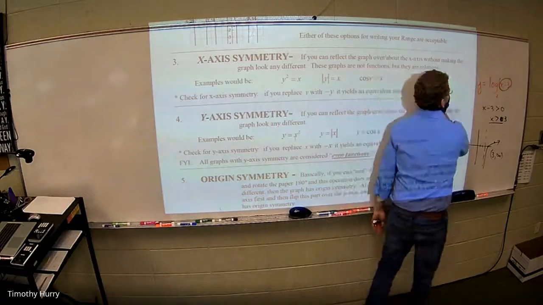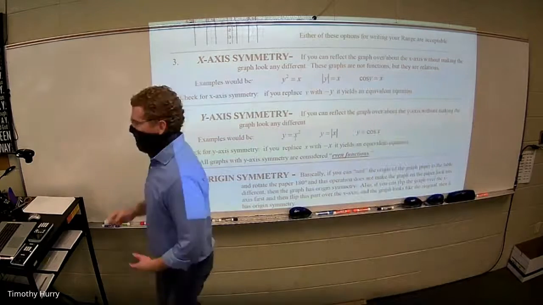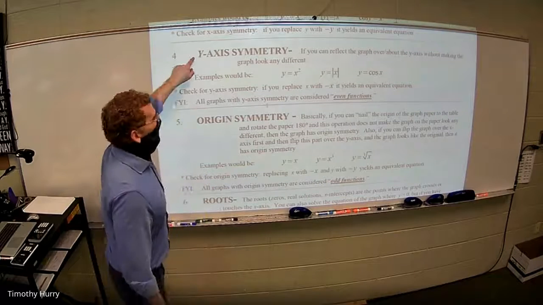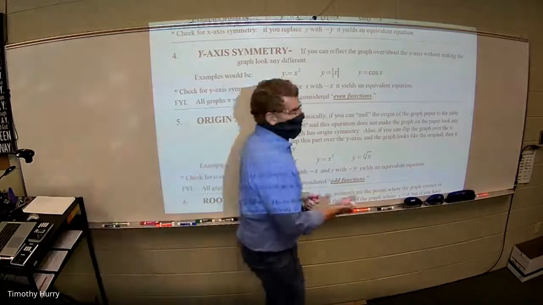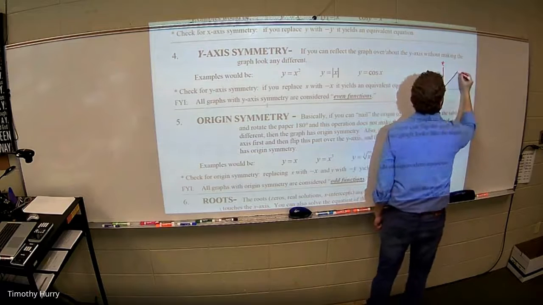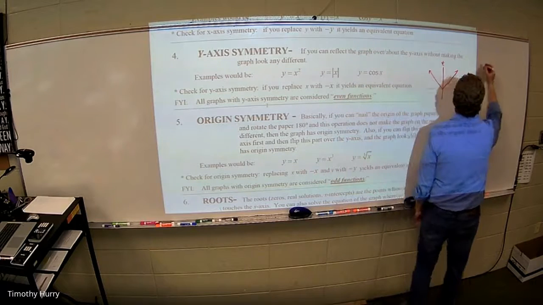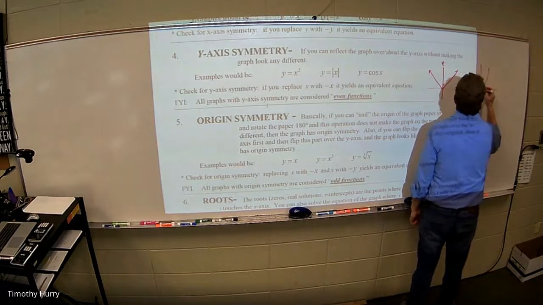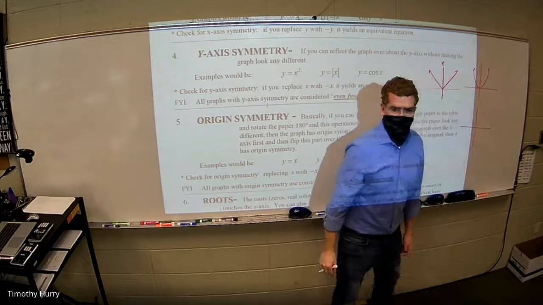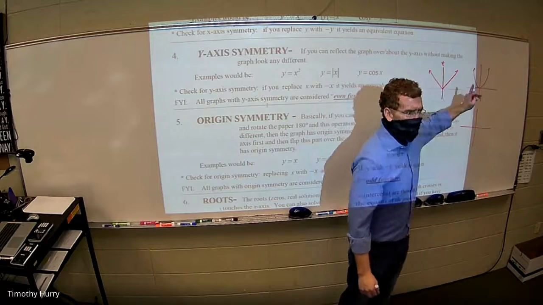So check this out. Let's talk about y-axis symmetry first. So y-axis symmetry is unique in that y-axis symmetry, like we said with x-axis symmetry, would reflect over the y-axis. We have a lot of examples like that. The absolute value function has y-axis symmetry. What else? Parabola function, y-axis symmetry, right? What else? Absolute value, y equals x squared.